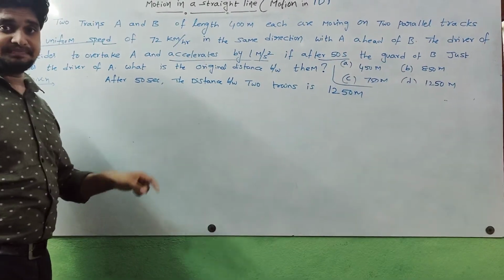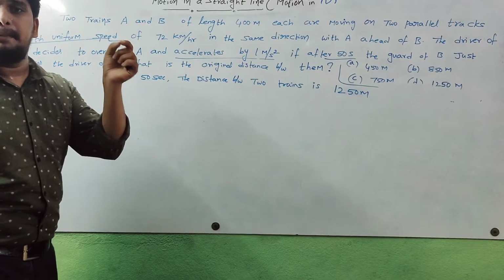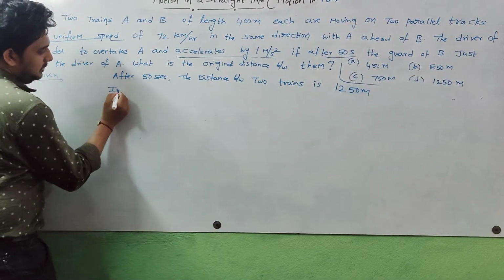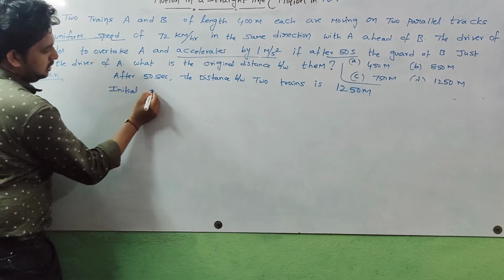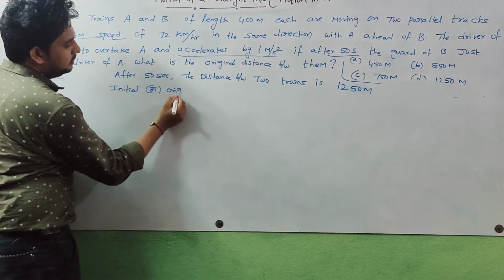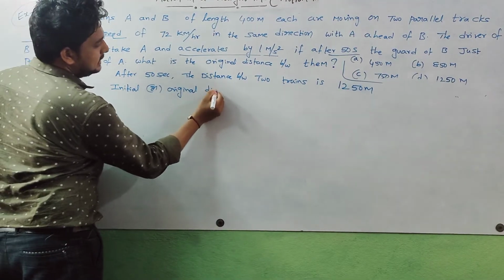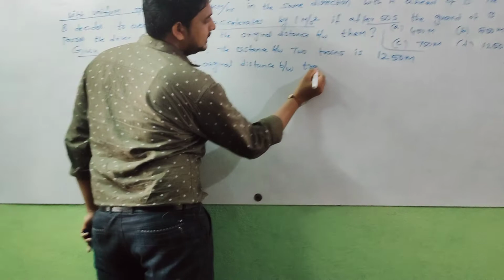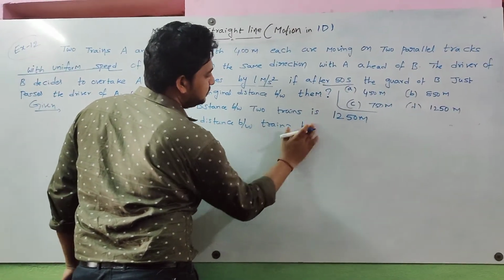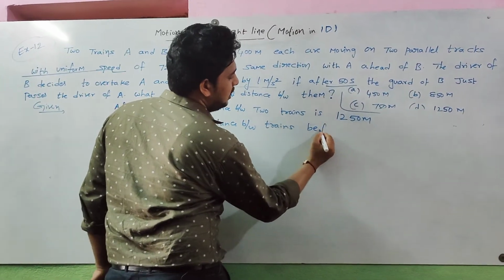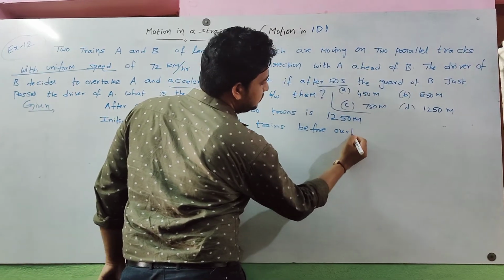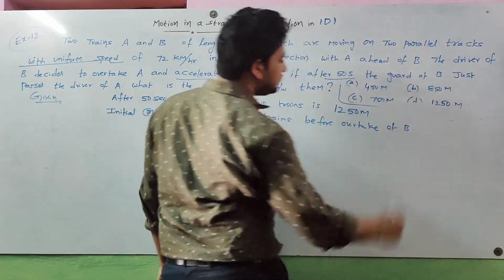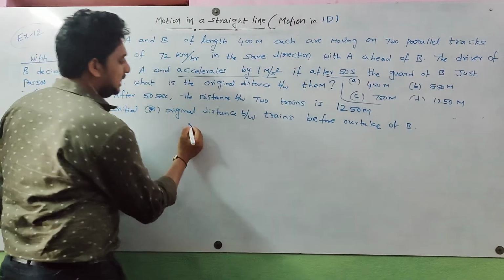But what we need to find is the initial or original distance between the trains before the overtake of B, before the overtake by the B train. So how do we find it?